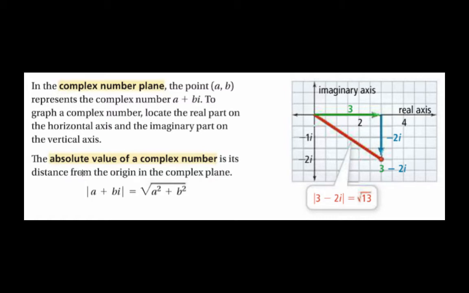The absolute value of a complex number is its distance from the origin in the complex plane. The way we calculate that is the absolute value of a plus bi equals the square root of a squared plus b squared. So we can talk about the distance from the origin that a number is, and that's the absolute value of a complex number. This red length here gives us the distance from 0. We're not going to do a whole lot with graphing these things and this absolute value concept, but we want to understand the basics here.